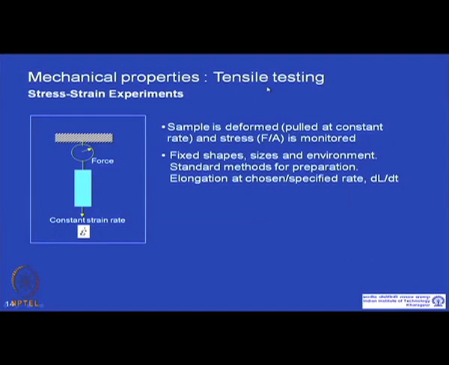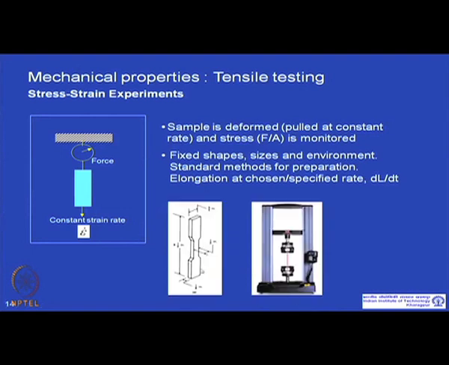So, let us talk about tensile testing. What is done? You take a specimen with a geometry like this, a dumbbell-shaped geometry, or in a crude way we call it dog bone geometry, fix these two sides and pull, applying force from both sides. The sample is deformed at a constant rate, and the amount of stress required to keep that constant rate of deformation is monitored. So, stress is plotted against time or strain.